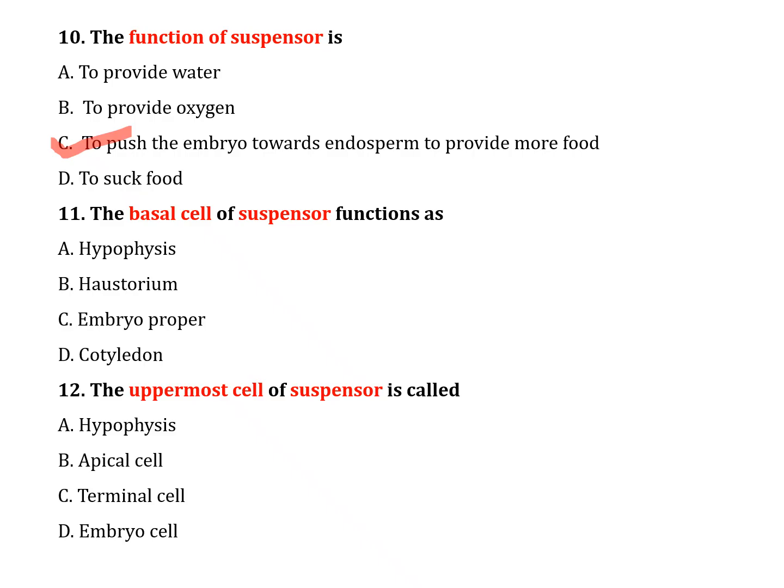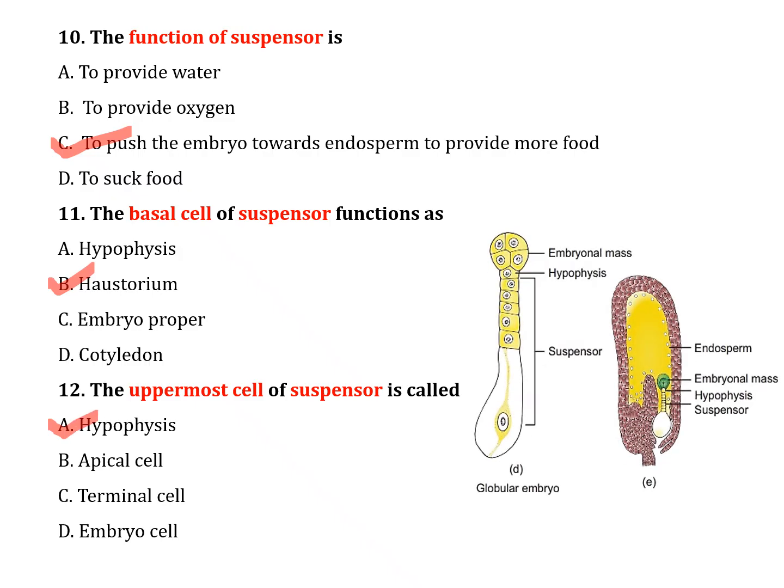The next question number 11. The basal cell of suspensor functions as option A hypophysis, option B haustorium, option C embryo proper, option D cotyledon. Correct answer is option B haustorium. The next question number 12. The uppermost cell of suspensor is called option A hypophysis, option B apical cell, option C terminal cell, option D embryo cell. Correct answer is option A hypophysis.